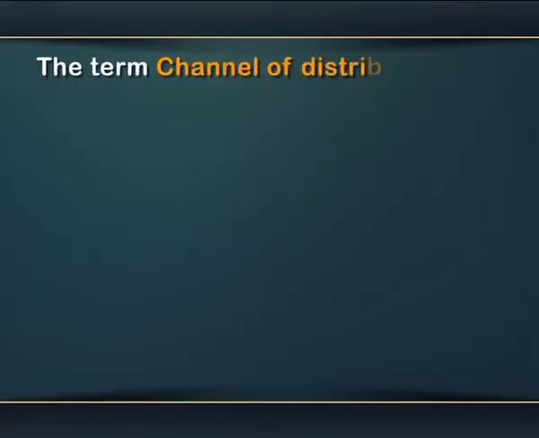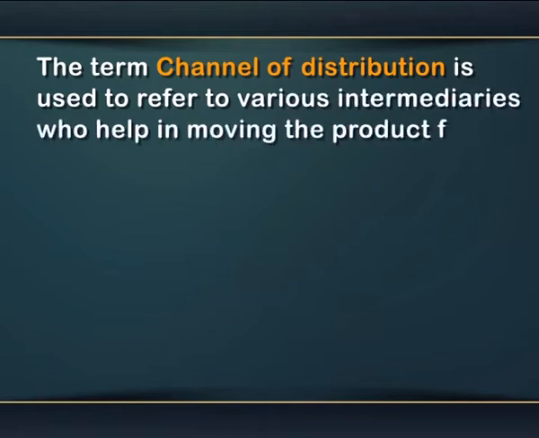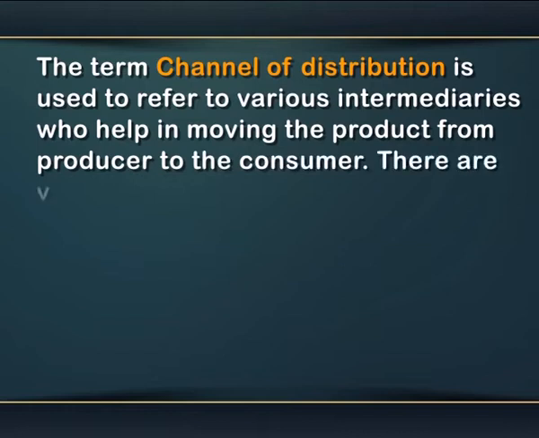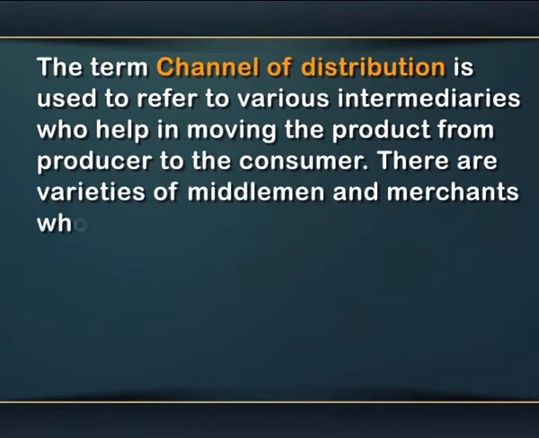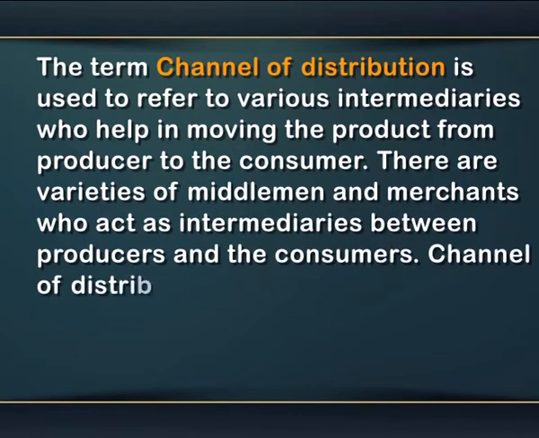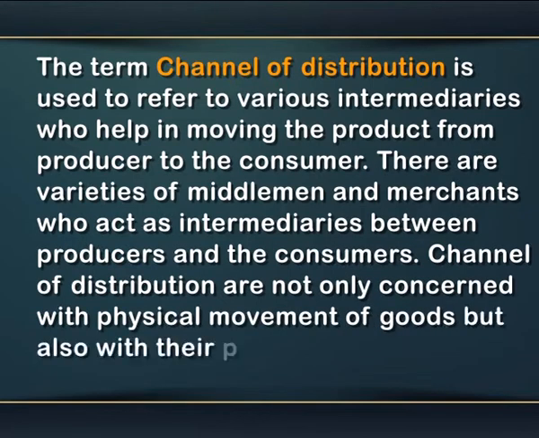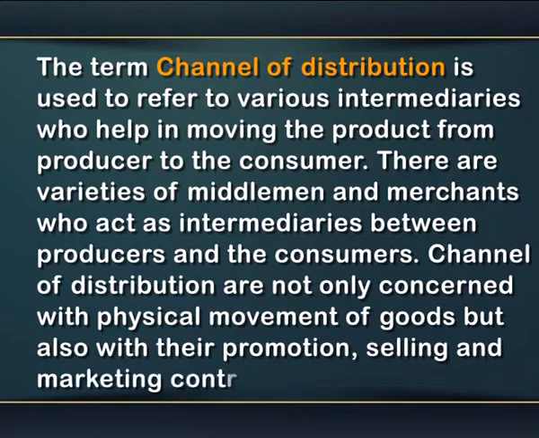In the last episode, we discussed the factors that affect choice of distribution channel. To continue, today we will discuss in detail the various channels of distribution. The term channel of distribution is used to refer to various intermediaries who help in moving the product from producer to the consumer. There are varieties of middlemen and merchants who act as intermediaries between producers and the consumers. Channels of distribution are not only concerned with physical movement of goods, but also their promotion, selling and marketing control.